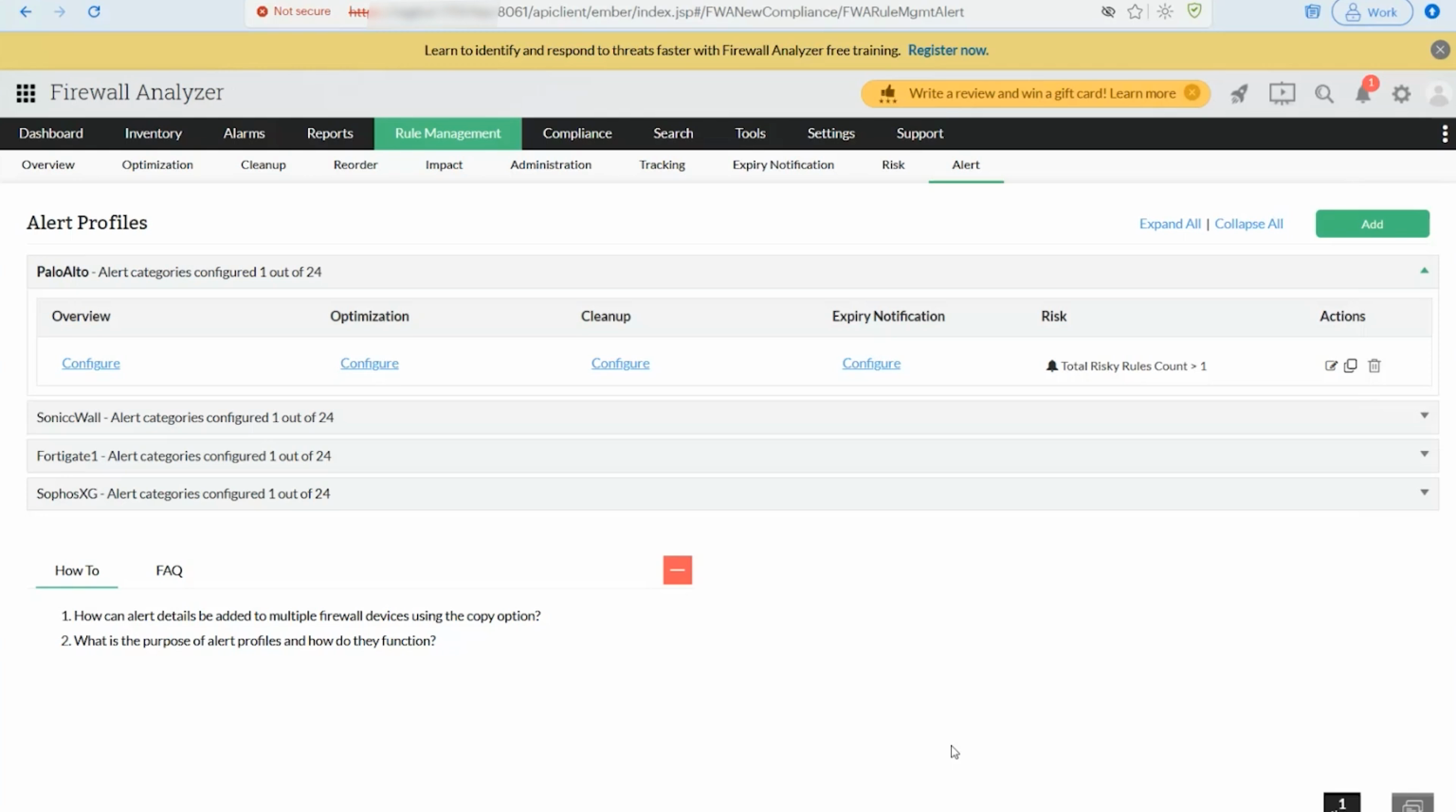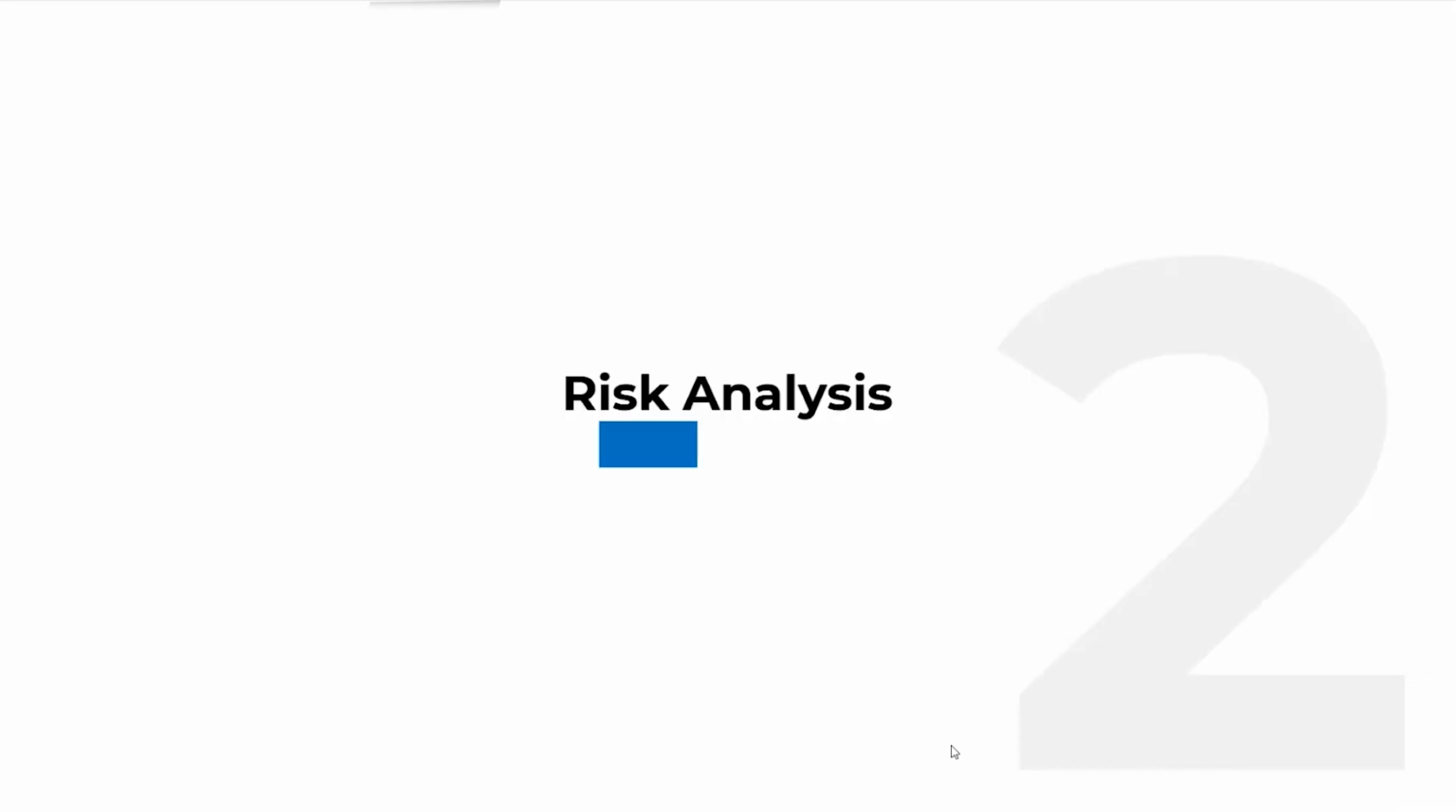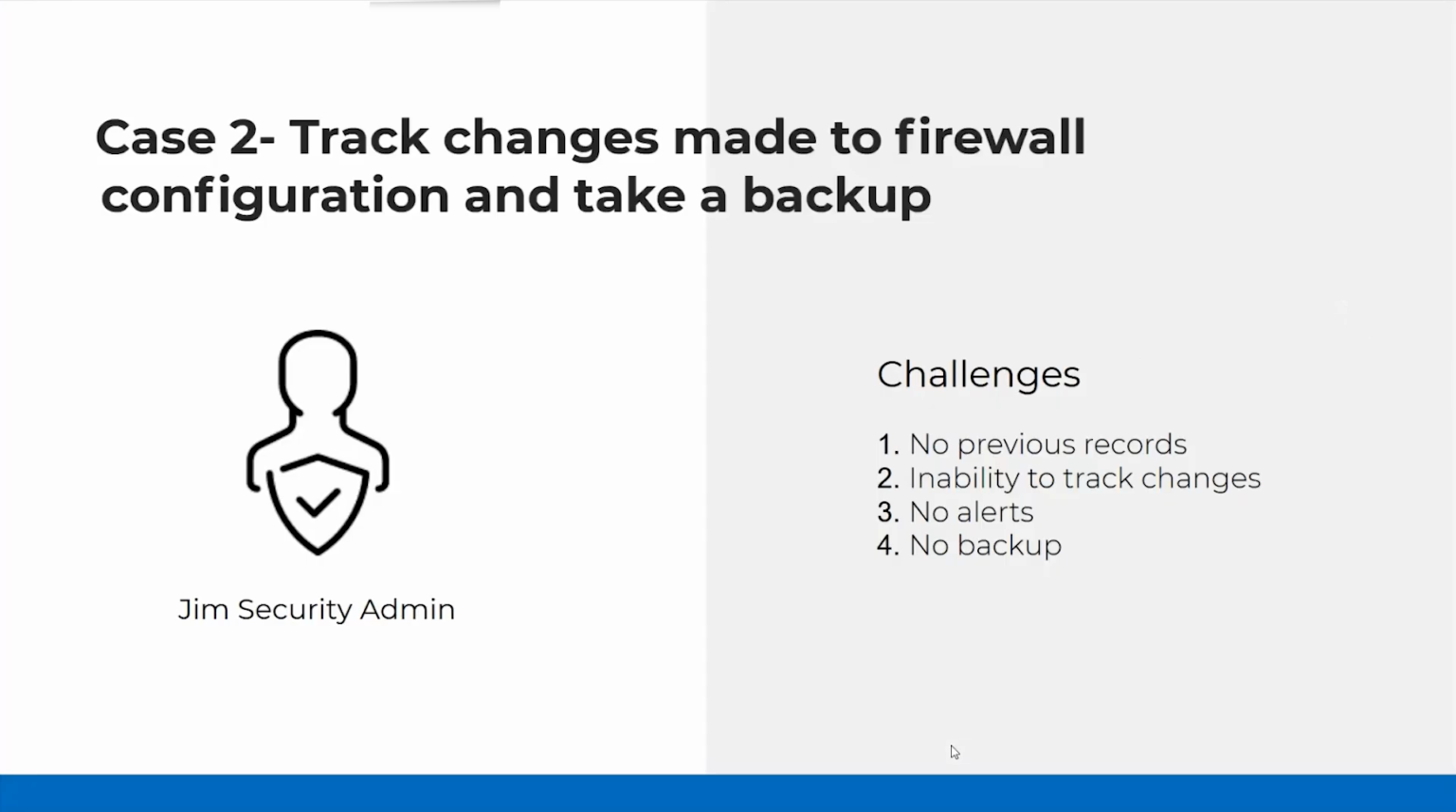With that concludes the first use case of Jim, and he'll be successful in giving a full visibility of what is happening with the firewall rules. So going back to the PPT, we have the second use case. So this use case starts with monitoring the changes made to firewall configuration. The challenges are there were no previous records and Jim was not able to track the changes.